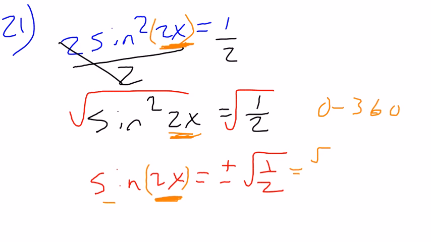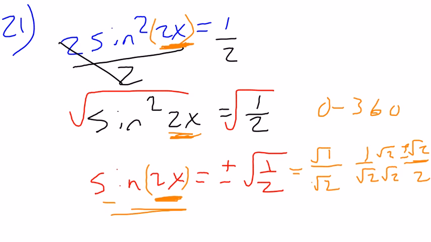This would be square root of 1 over the square root of 2, which would be square root of 2 over 2, plus or minus.